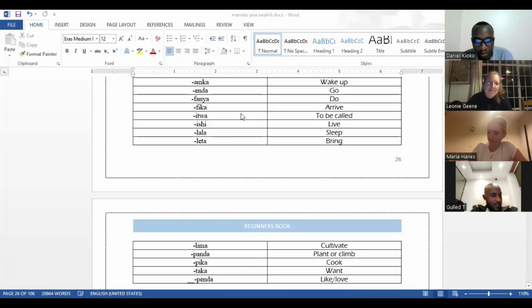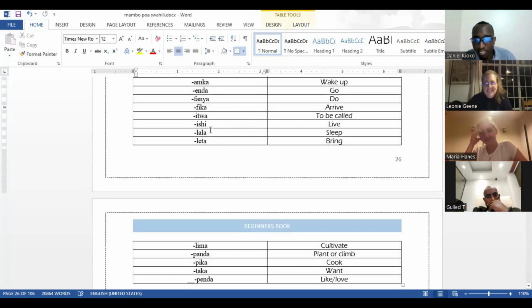Okay, so we have the 10 common verbs. Amka. I guess you already know these ones. Which one do you know? Like, which one do you recognize? Like, this one I already knew. Panda? Panda. Okay, great. Panda.